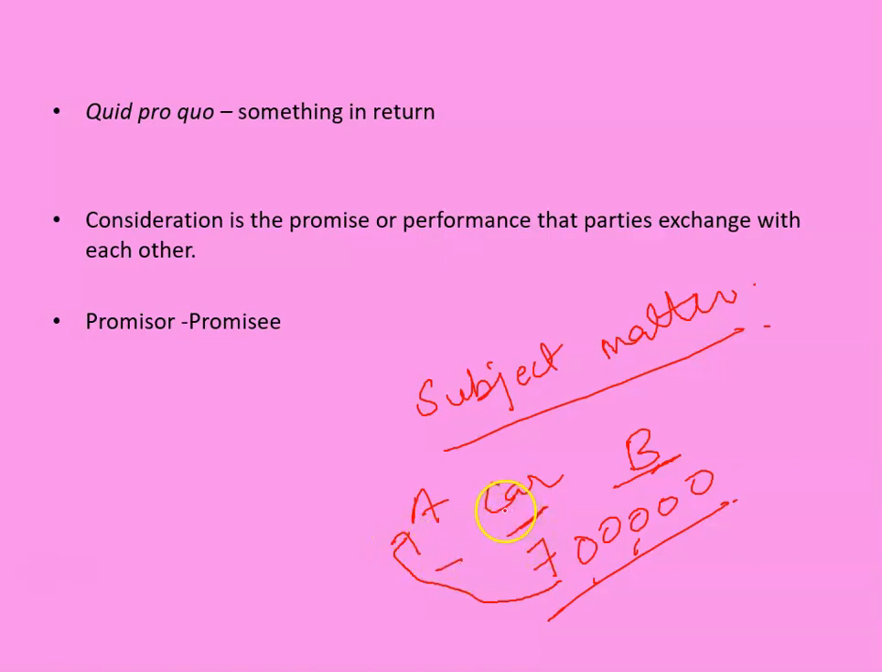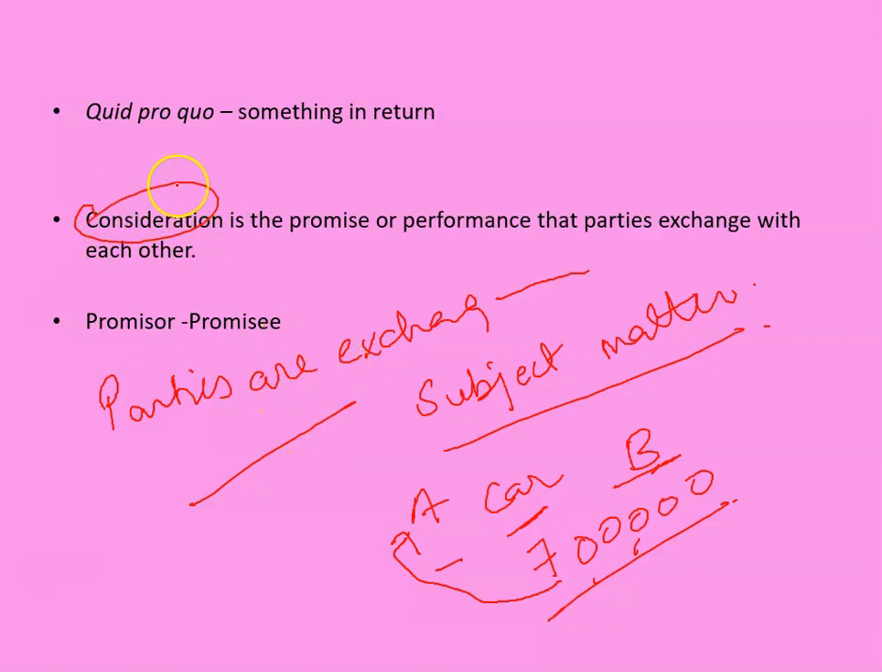So consideration means, A and B are parties to the contract, and what they are exchanging with each other is known as consideration. There is also a Latin term, quid pro quo. Quid pro quo means something in return. Something in return means A is giving the car and B is giving money. So they are returning something to each other. This is what consideration is.